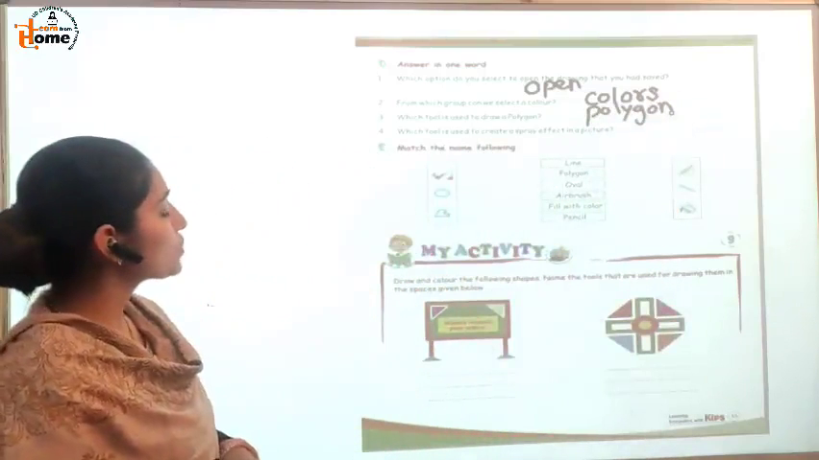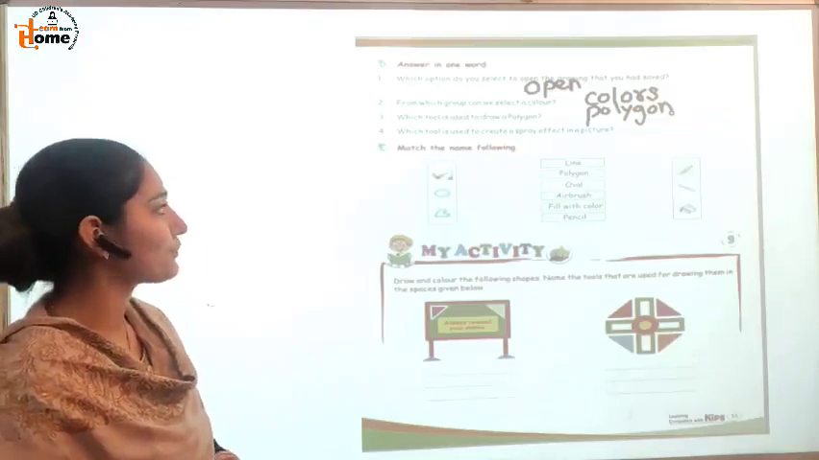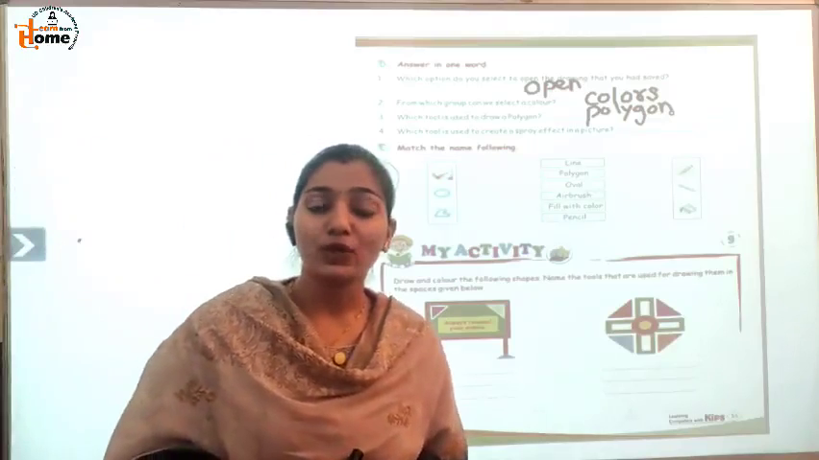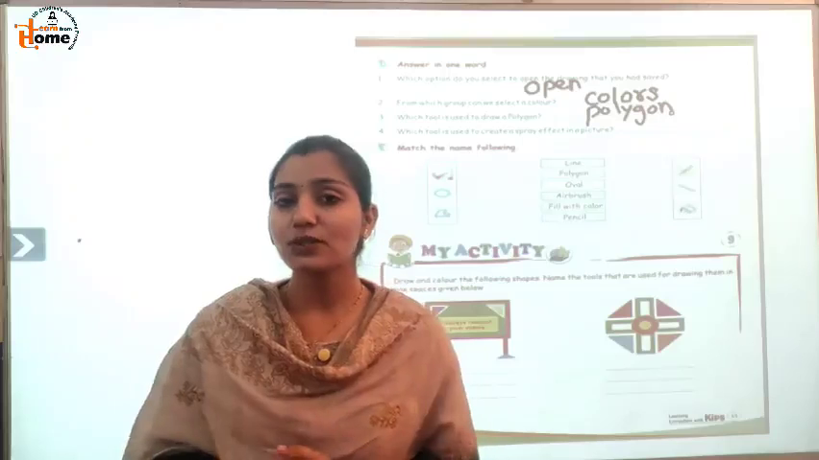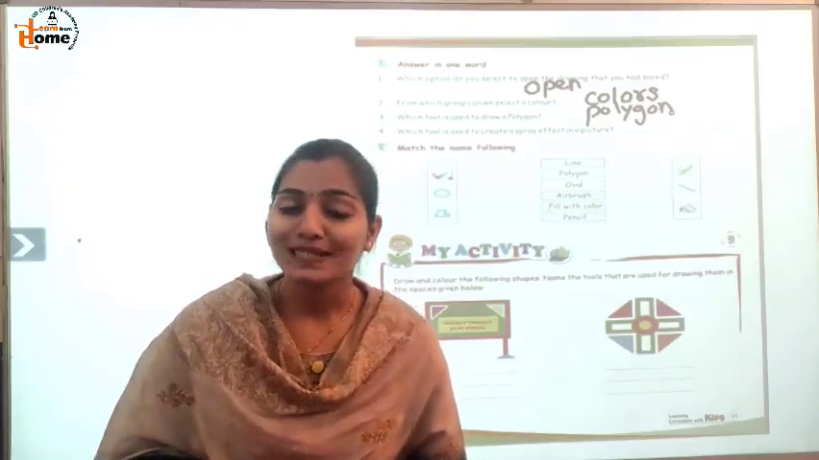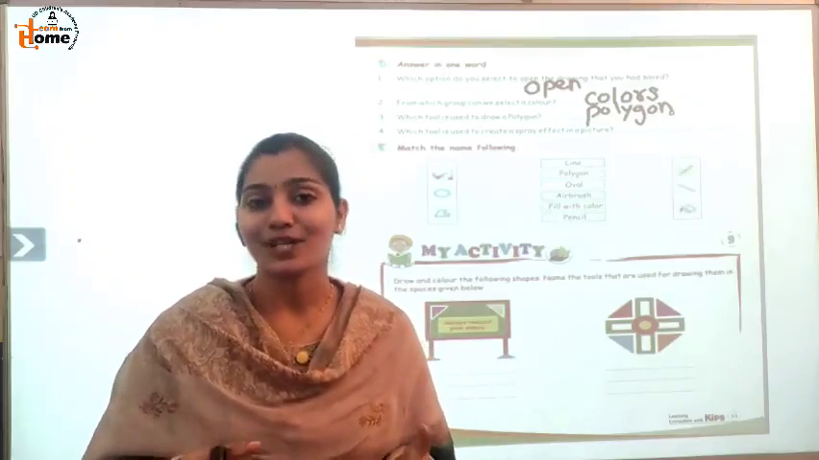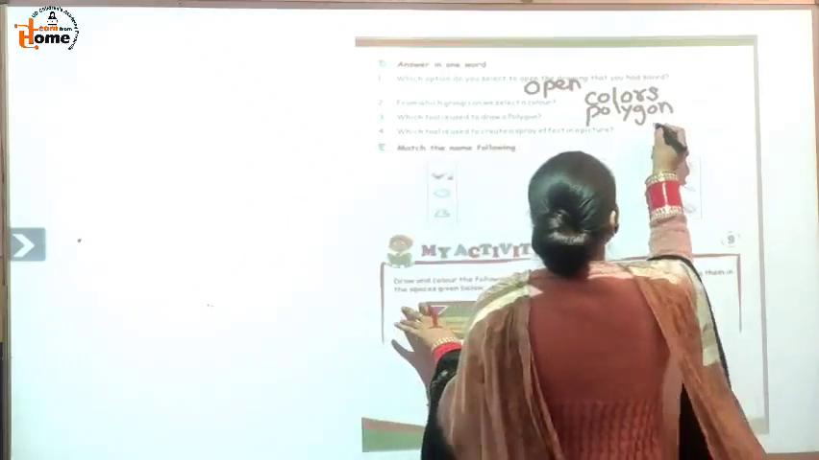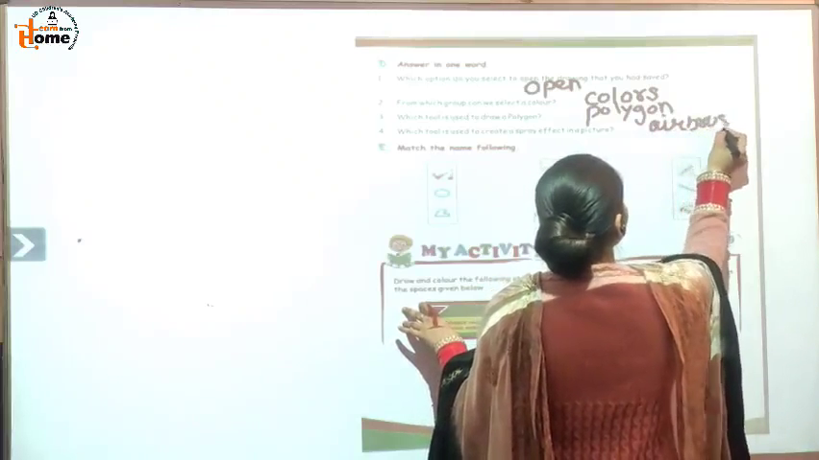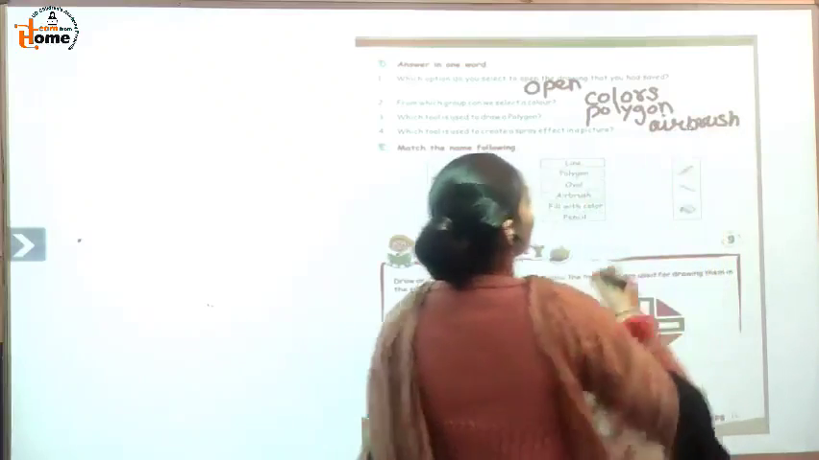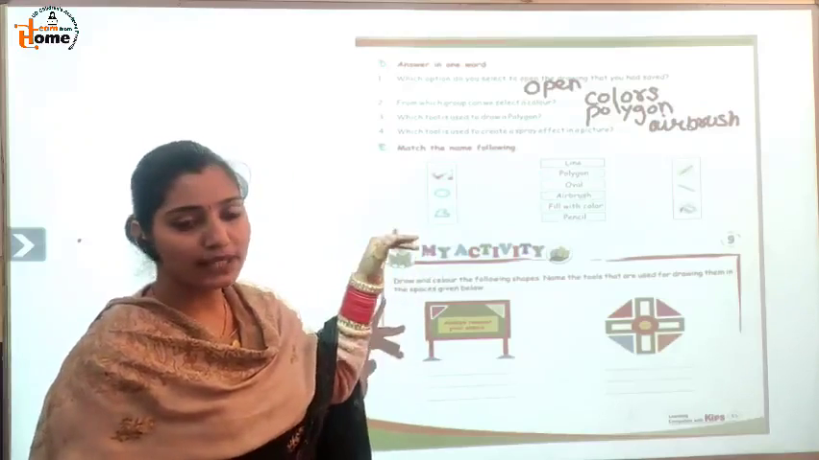Next, which tool is used to create a spray effect in a picture? If you want to paint your picture with spray painting, how will you paint? Which option will you select? You will select airbrush. Which brush? Airbrush. Okay? So we will write here airbrush, A-I-R-B-R-U-S-H. Have you completed this exercise? Let's move to the next.